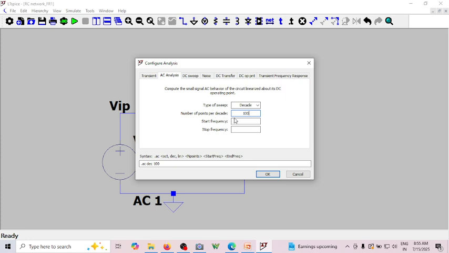In one decade you're going to have 10 simulation results, so that when you plot the graph it looks very smooth. And start frequency, as we said, let this be 10, and the stop frequency, let it be 100.